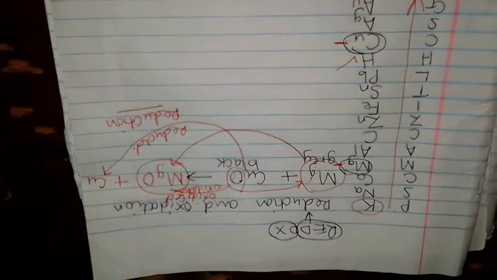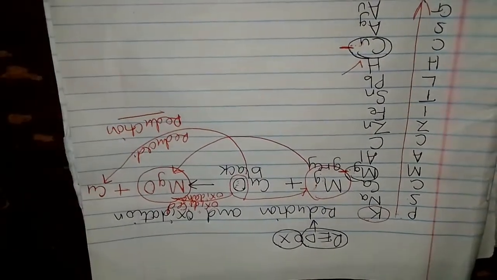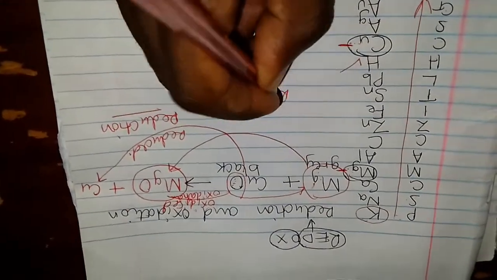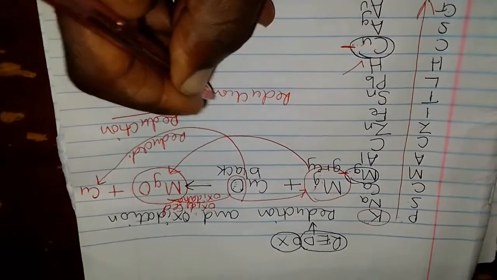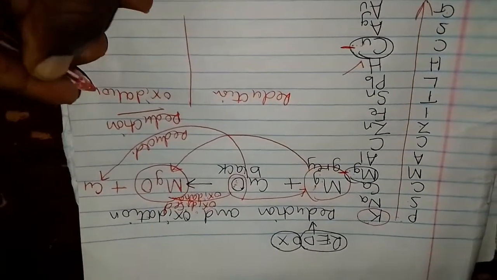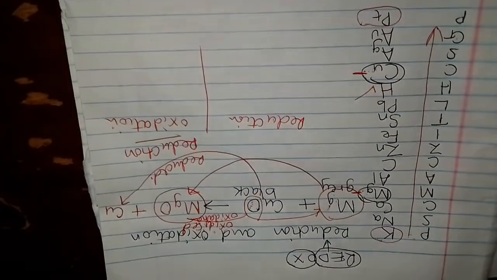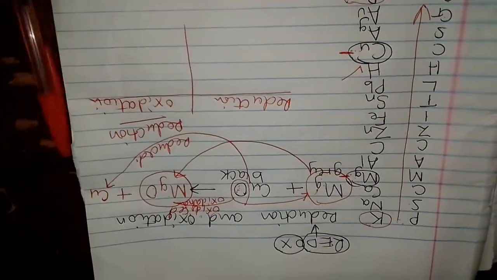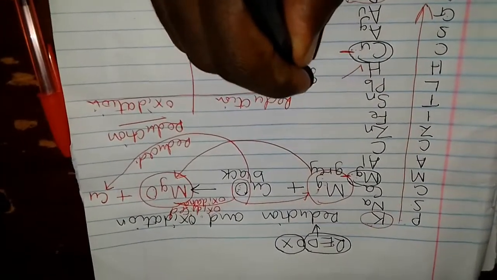If you go to Form 3, we will always say reduction means the gaining of electrons. So we have reduction, then we have oxidation. That is under a topic called electrochemistry. So in electrochemistry, we will always say reduction is the gaining of electrons.